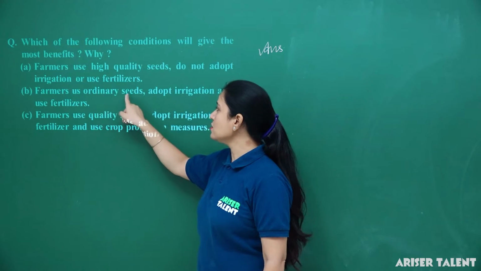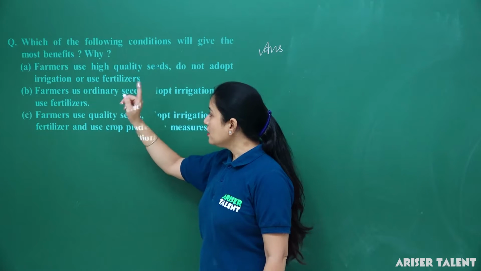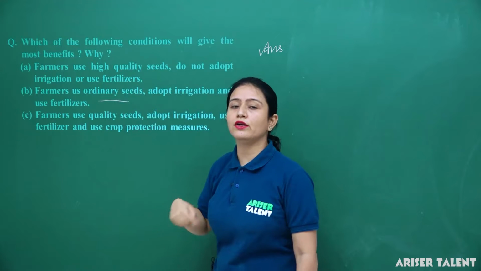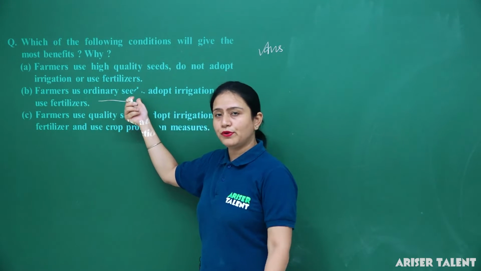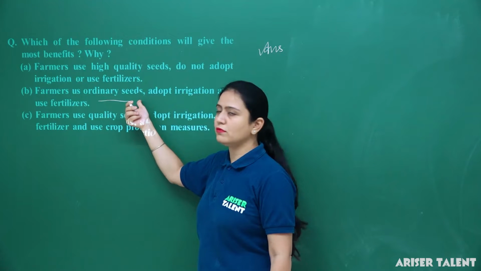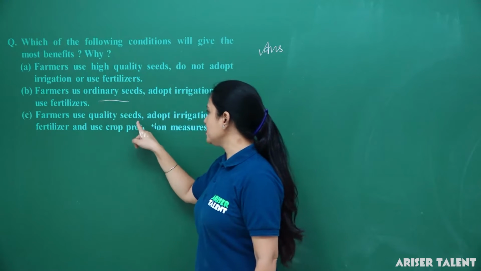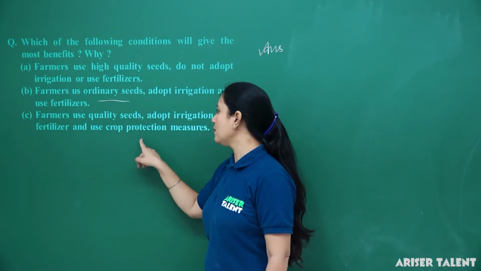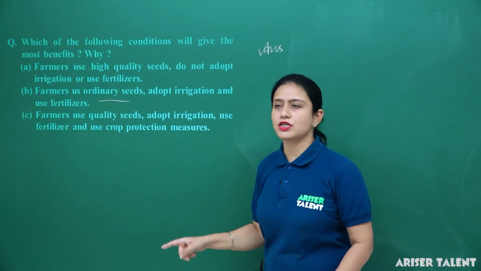Next is, farmers use ordinary seeds, adopt irrigation and use fertilizers. The main thing is that the farmer is using ordinary seeds, so we are not guaranteed that these seeds will give us good production. So this is not so beneficial. Next is, farmers use quality seeds, adopt irrigation, use fertilizers and use crop protection measures. So condition C is the most beneficial condition for the farmers.